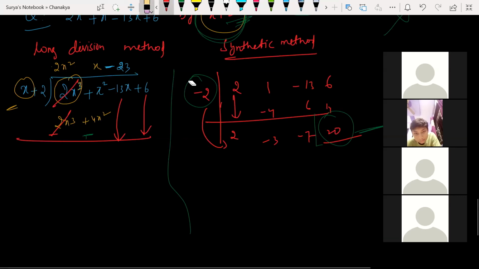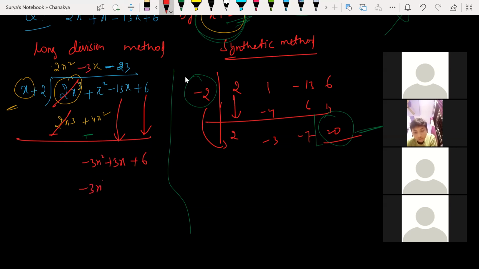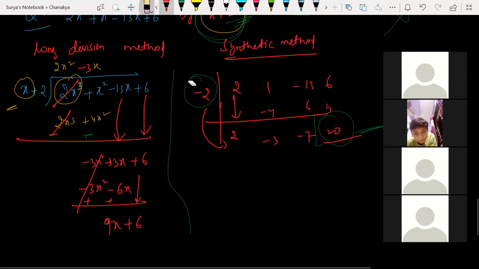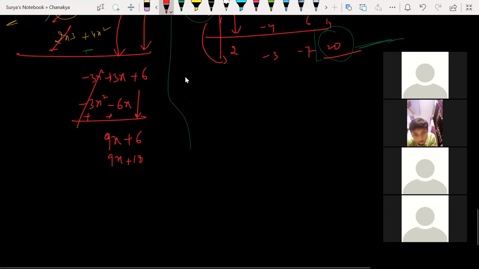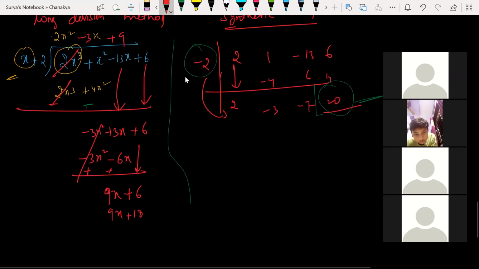Minus 3x square. One second. Minus 3x square minus 13x plus 6. So with what number must I multiply so that I'll get minus 3x square? Minus 3x. So minus 3x into x square, minus 3x square, minus 3x into 2, minus 6x. So plus, it will get cancelled. Here I'm going to get 9x. I'm carrying this one plus 6. So with what number must I multiply now again? Plus 9x plus 18, isn't it?